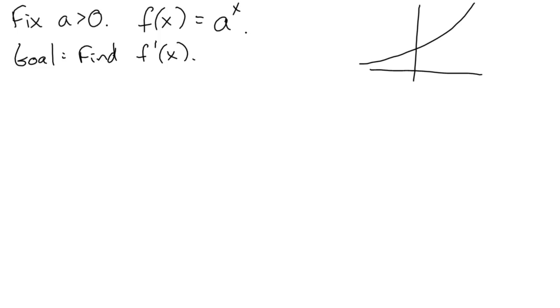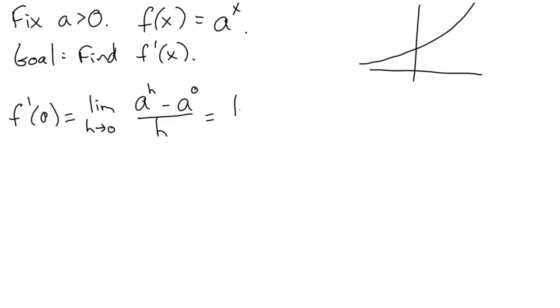So first, let's see what the derivative is just at 0. Okay. So f prime of 0, well, it's defined as a limit. This is the limit as h goes to 0 of a to the h minus a to the 0 divided by h. And what is that? Well, I guess we can say a to the 0 equals 1, so it's really the limit as h goes to 0 of a to the h minus 1 over h.